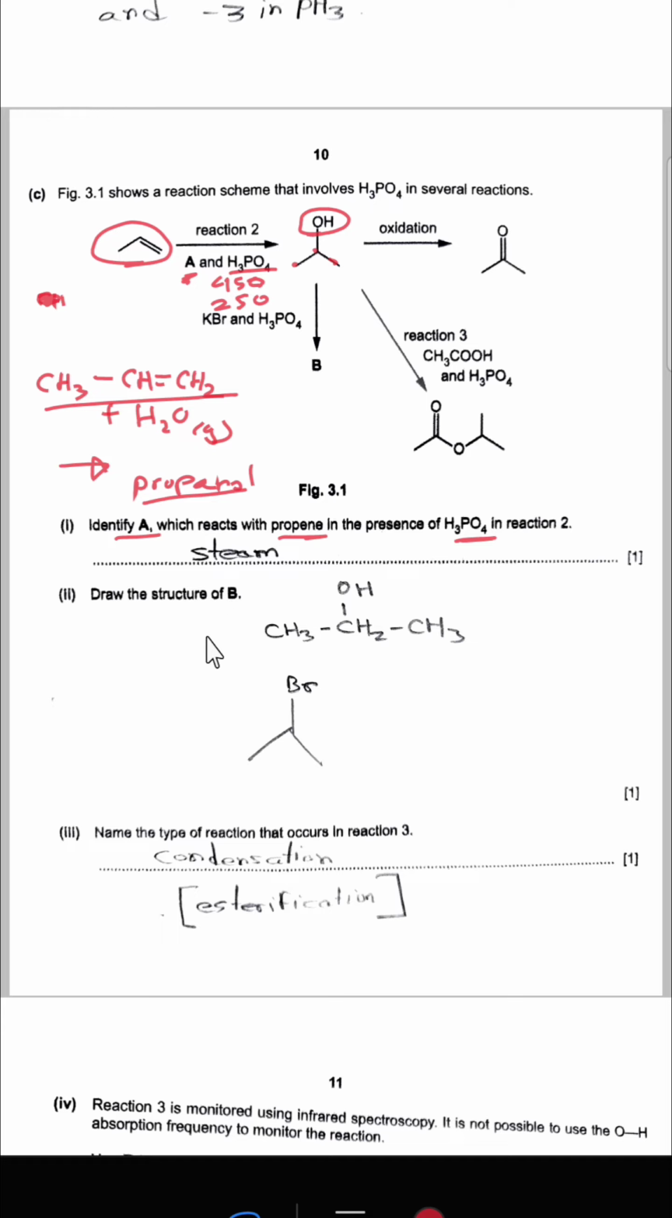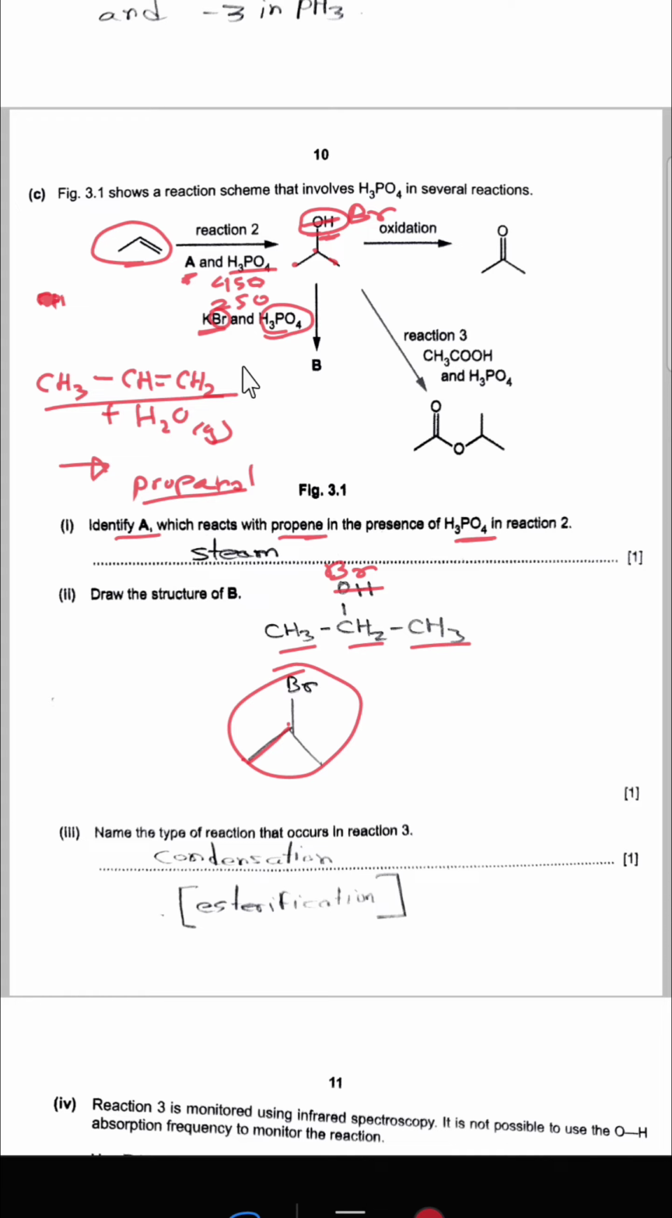Draw the structure of B. Propanol reacts with KBr in the presence of H3PO4 to form B. This reaction is a nucleophilic substitution reaction, so the nucleophile Br minus would replace OH minus and form the bromoalkane, that is CH3CH2 with Br instead of OH, then CH3. So the structure would be CH3 C CH3 CH2 CH3 Br. So this structure would be the product, that is B.